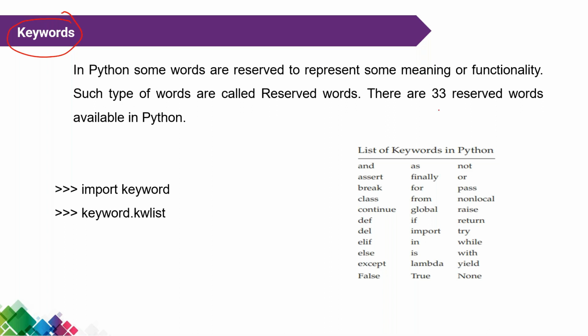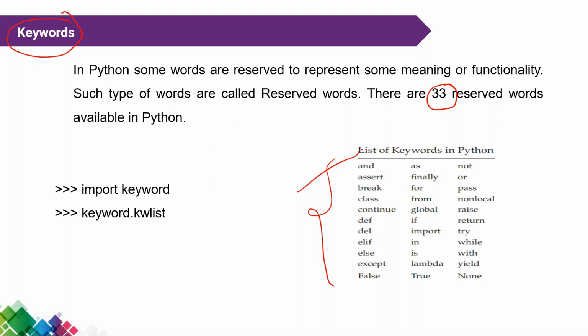Python consists of 33 reserved words. Okay. So these are the reserved words. These are the 33 reserved words available in Python. By the end of Python, you will definitely learn all the reserved words. 100% you will learn all the reserved words, because without knowing these reserved words you will face problems.